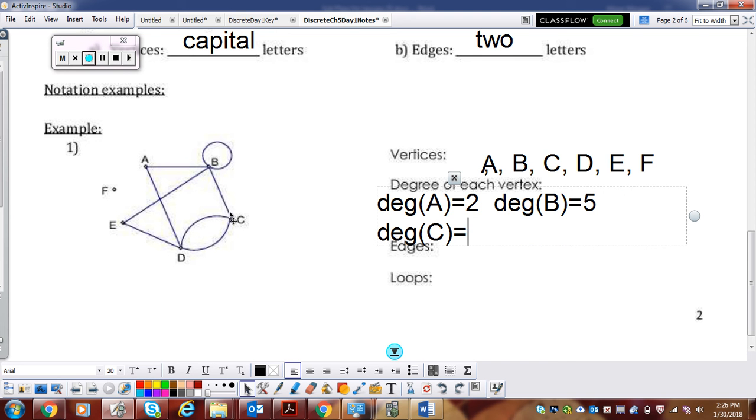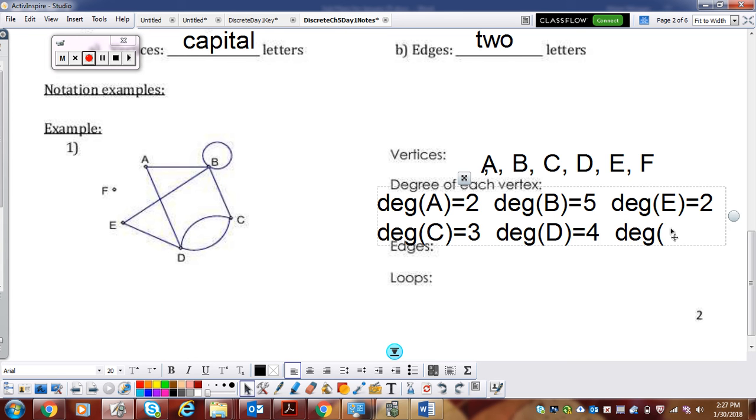Okay, let's see. It has 1, 2, 3 lines. So that's why it's degree of 3. Degree of D is 1, 2, 3, 4, because there's 4 lines coming out of it. Degree of E is 2.